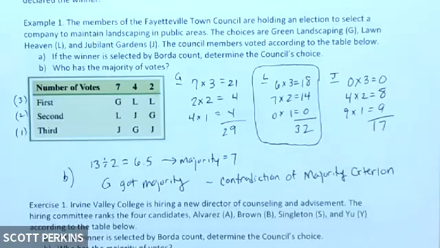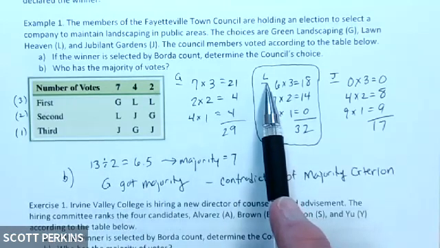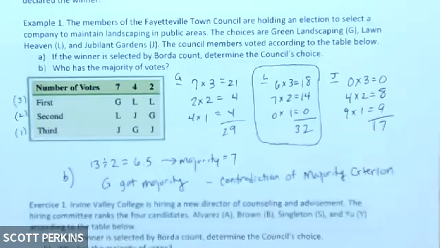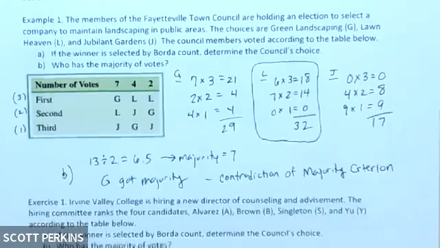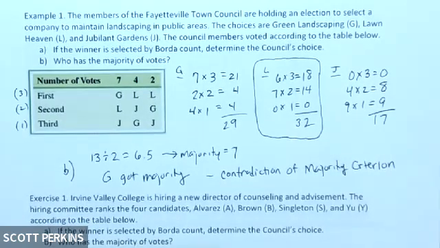The reason it's a contradiction is G got the majority, but L won by the election method. And in political science and math, they teamed up because math people are awesome. They determined that this majority criteria should hold in elections. All right, so that's the majority criterion.